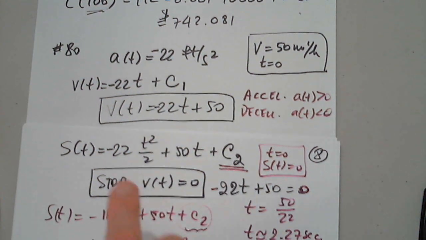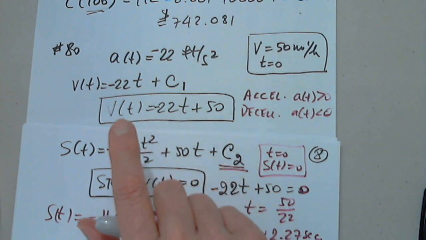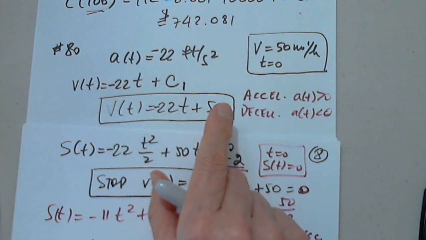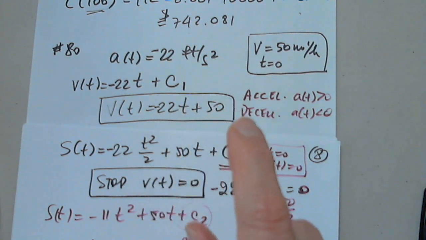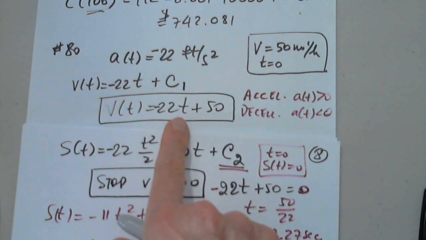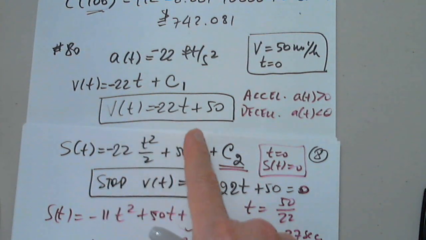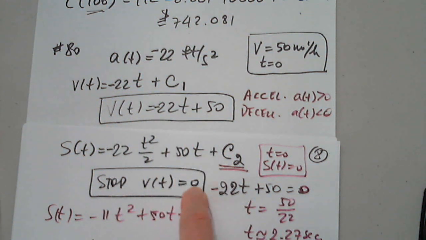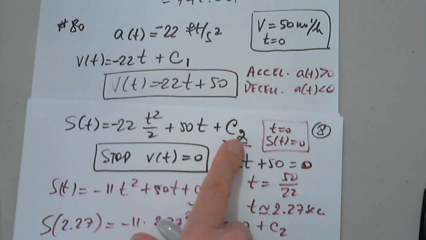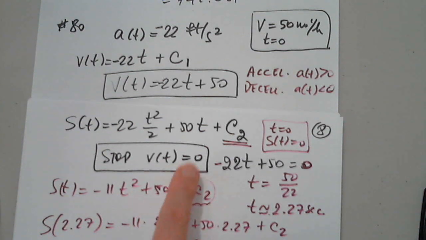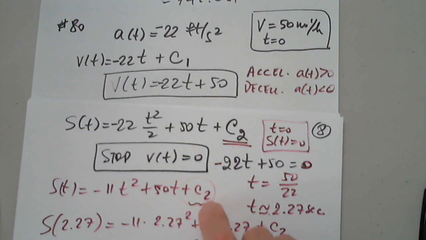Now they want us to determine the distance that the car needs to fully stop. But I need to find the time. So we found the time because the car stops when velocity is 0. So that's why we set the velocity equal to 0. And the time was 2.27 seconds. We determined the distance function as negative 11t squared plus 50t plus c2. And we realized that c2 must be 0.